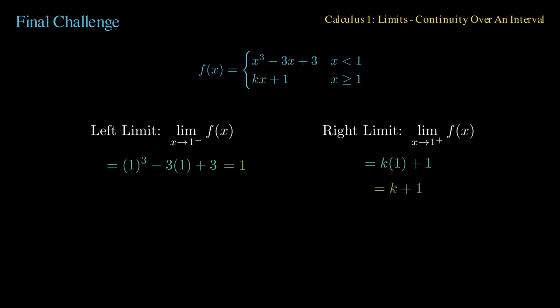We have to set them equal for continuity. So, 1 equals k plus 1. Solving gives k equals 0. Therefore, the function is continuous at x equals 1 if k equals 0.